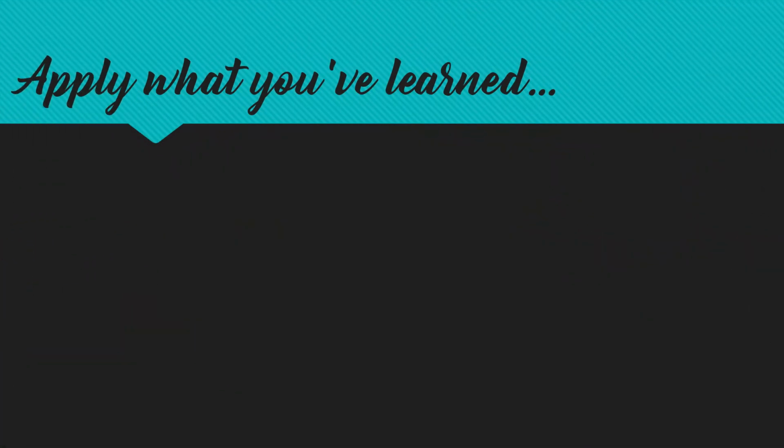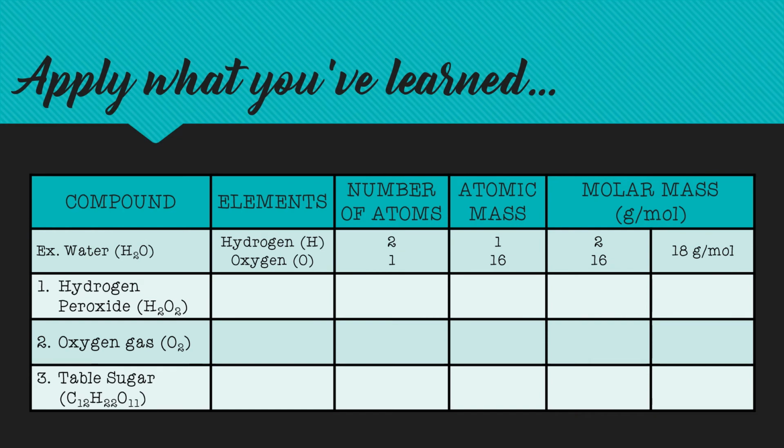Now, let us apply what we've learned. Copy this table in your activity notebooks. Fill in the table with the needed information. Use the periodic table of elements in completing this table. The first one is done for you. You may pause the video if you need more time.